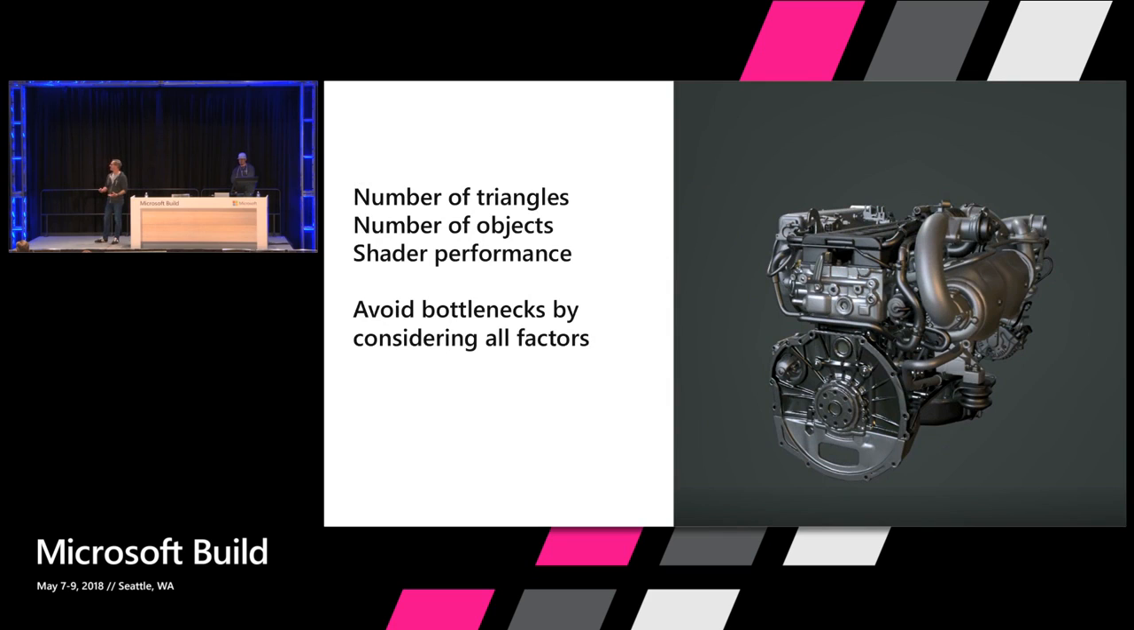So you need to look at it holistically. There's a number of triangles, there's a number of objects that make up an object, shader performance, and the way to really get rid of those bottlenecks is to consider all these things and have a holistic approach to optimization, which is what Simplygon does. It looks at all of these factors and the original visual fidelity of the object and does whatever it can to preserve that.